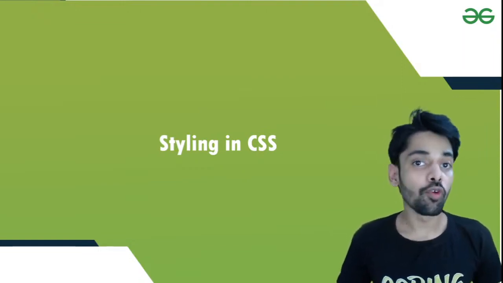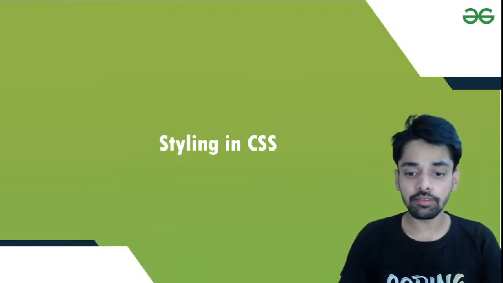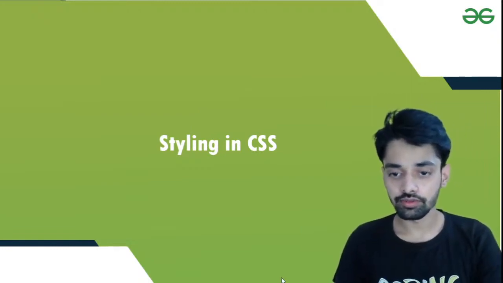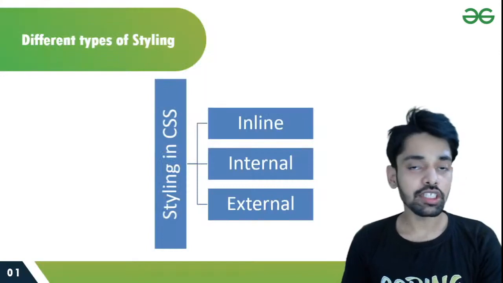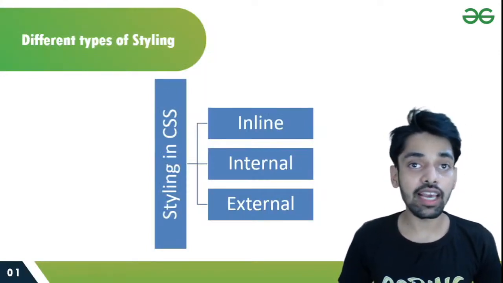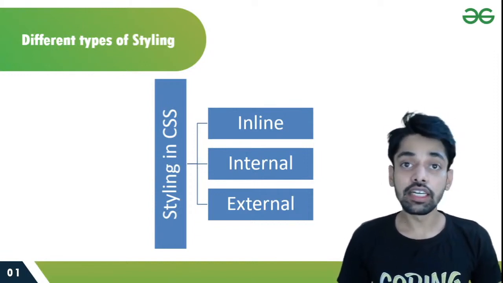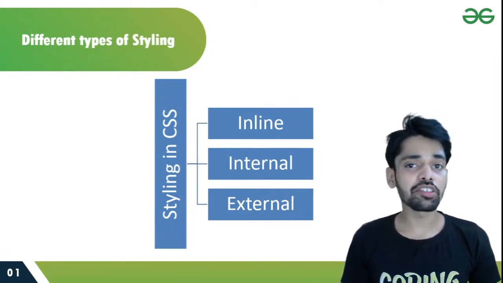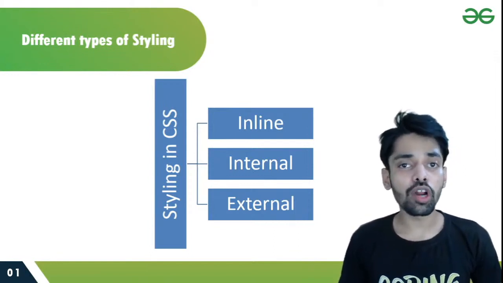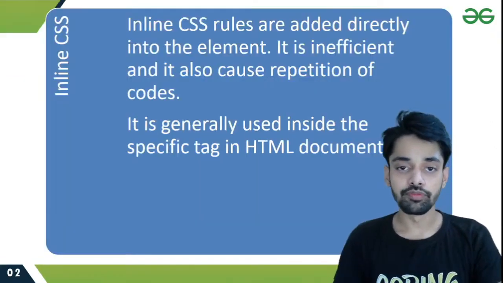So let us see what are the different types of styling that we can use to style our HTML file. As you can see, we have three different types of styling that we can use to style our HTML file. The first one is inline styling, the second one is internal styling, and the third one is external styling. So let us know more about the inline, internal, and external styling in this video.